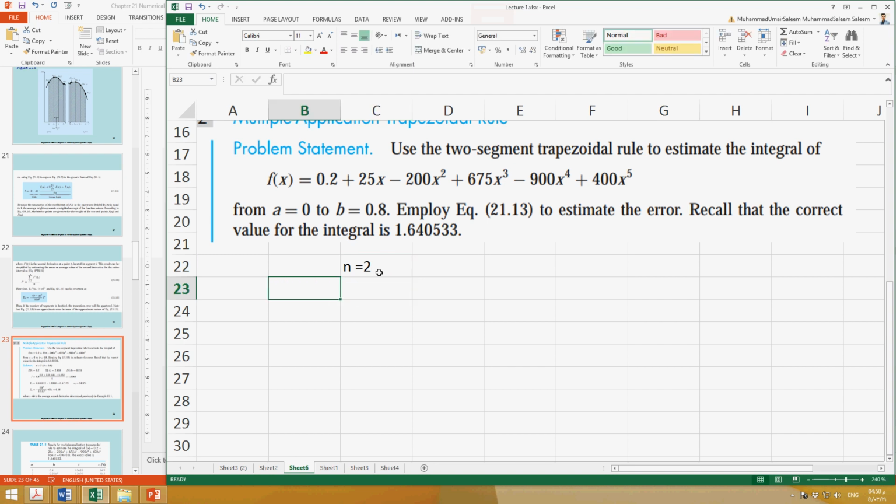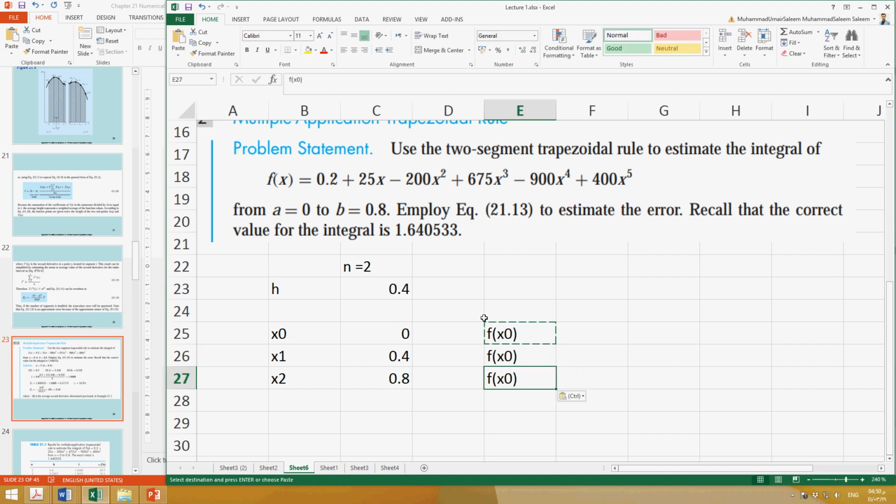Now the interval h will be equal to b minus a over 2, so it's 0.8 minus 0 over 2, so this is h. So how many values do we have? For example, x0 is 0.0, then x1 is 0.4, and x2 is 0.8, where f of a corresponds to f of x0. Then we can find the values of f of x0, f of x1 and f of x2.